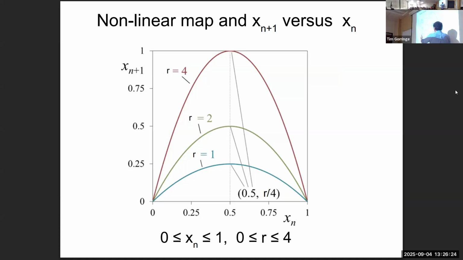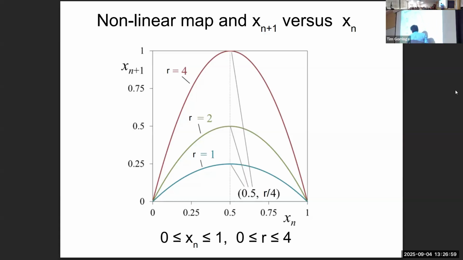This is a plot of how that linear map works. Horizontally is the current population, and vertically is the next generation's population, so it's x_{n+1} versus x_n. The different colored lines are for different values of a parameter in the equation, for different reproduction rates. Let's just take a reproduction rate of 1.